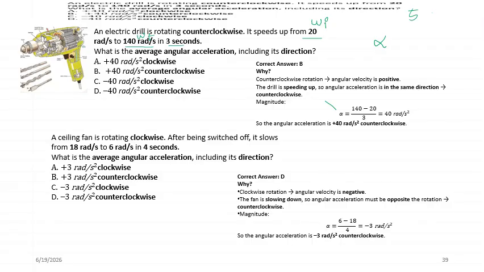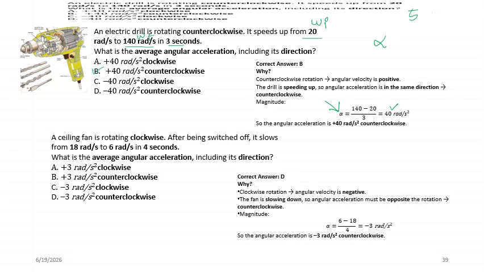See, you can look at the calculation. Final angular velocity 140 minus initial angular velocity 20, divided by time, you will get 40. Moreover, you should identify whether it is positive or negative. You should understand that counterclockwise will become positive. So which will be the correct answer? Positive 40, counterclockwise.